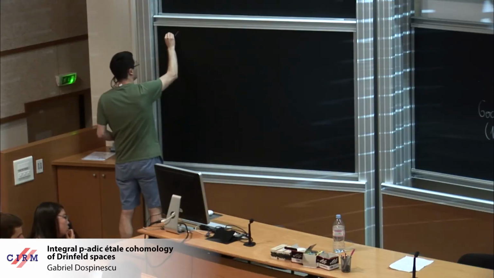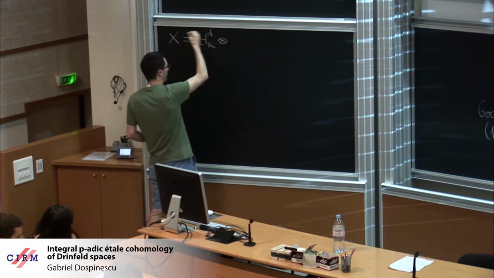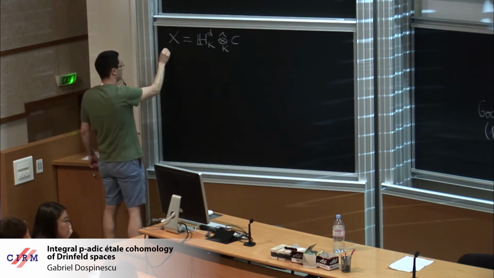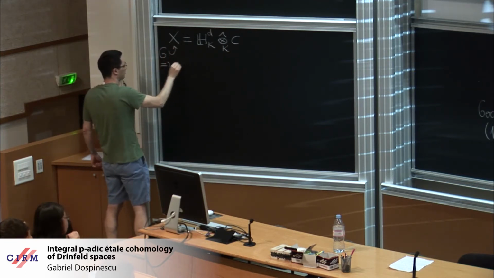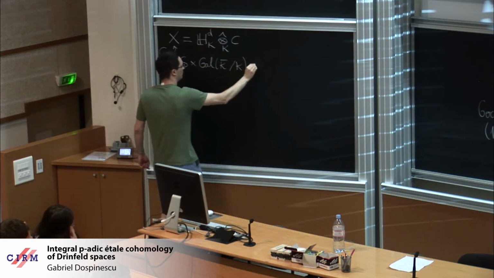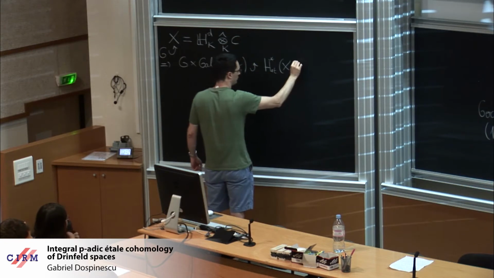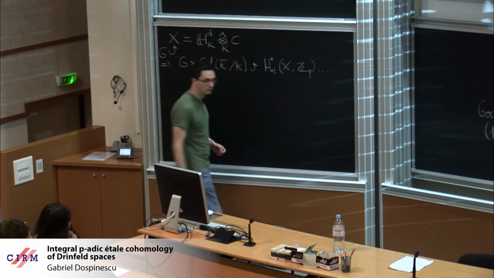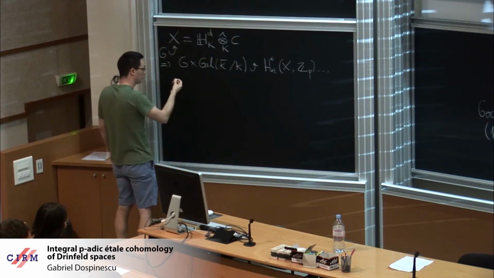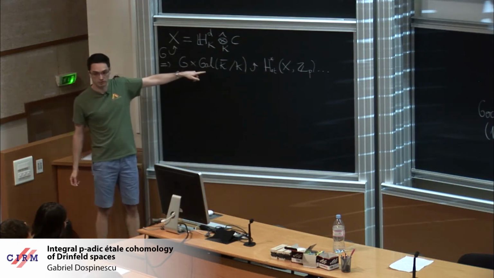So I'll be more interested in the geometric étale cohomology, so let me write immediately. X will always be the base change of this Drinfeld space to C, so it has an action of this group G, and in particular, you have an action of G cross Galois group of K bar over K on the étale cohomology of X with, say, coefficients Zp or something. You can choose your coefficients as you want. So the goal is to give a simple description of this object as a representation of this group.